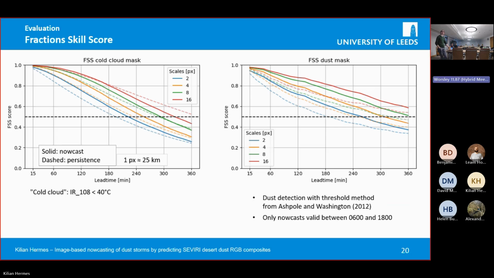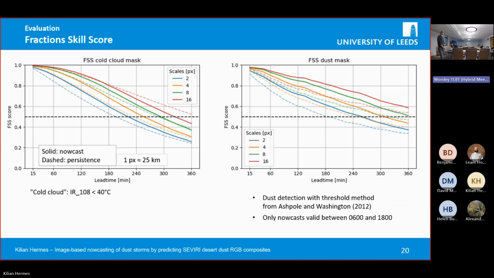Looking into skill of the ensemble, so this is the fractional skill score. I'm not sure how familiar people are with that. Basically, it takes binary masks of a feature in the observation and in the prediction, and compares in different box sizes how many points in that box are true or false, and compares it to a reference.